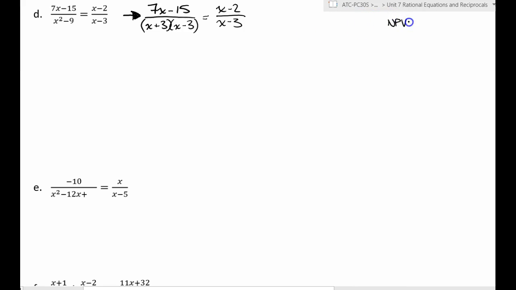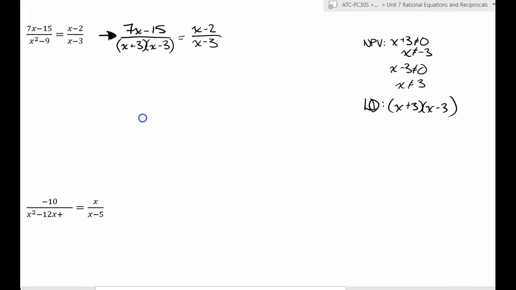So non-permissible values, I've got x plus 3 cannot be 0, so x cannot be negative 3. Conversely, x minus 3 cannot be 0, so x cannot be positive 3. My lowest common denominator, because we have a shared binomial here, I actually don't need to include it twice. Once is sufficient. So my lowest common denominator is what we see on the left-hand side. x plus 3, x minus 3.